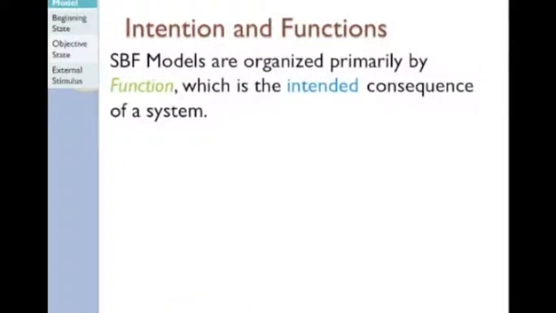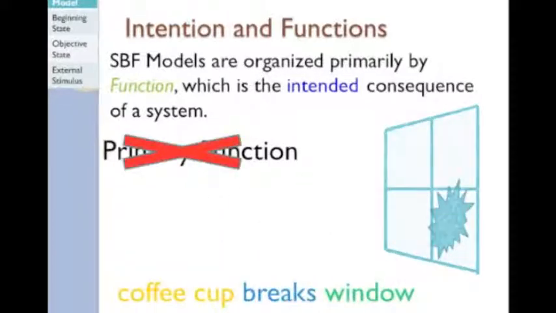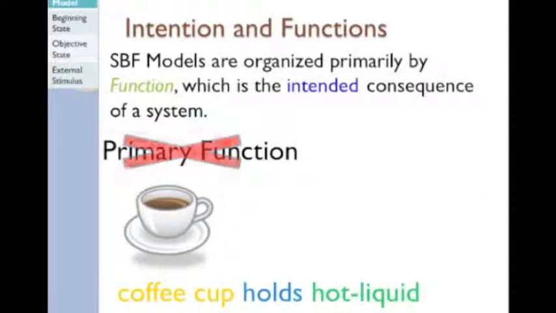Note, we use the word intention in our definition of function. For man-made systems, there is typically some intention for the system, which we call its primary function. A system, however, could be used for some other purpose. For example, my coffee cup is intended to be used as a device to hold hot liquid. That is its primary function. It is conceivable that I could use it to break a window or to hold down my napkin. But those are not the intended functions of the coffee cup. SBF arranges models based on the intended use of a system.